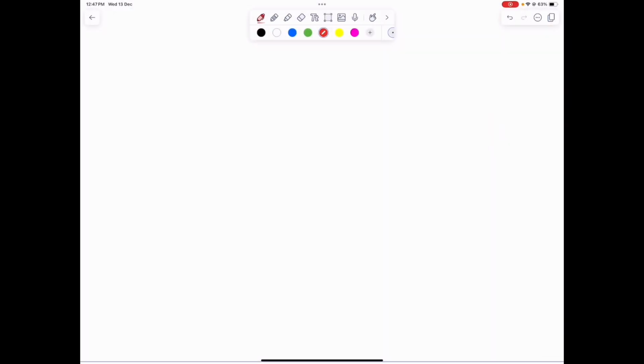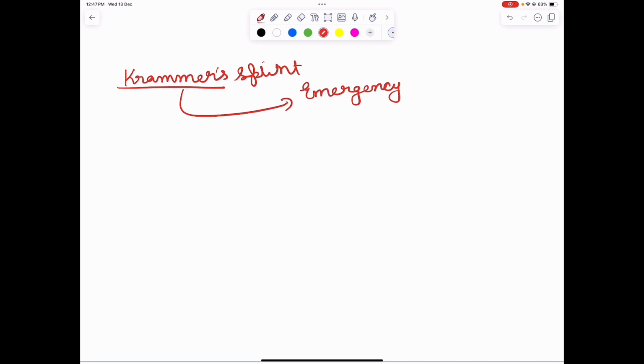Now moving ahead, we can talk about various types of splint. Now we have Kramer's splint. Now when to use Kramer's? Cramming is done for emergency purposes, like when we have to give exams and all. So it is used for emergency cases.